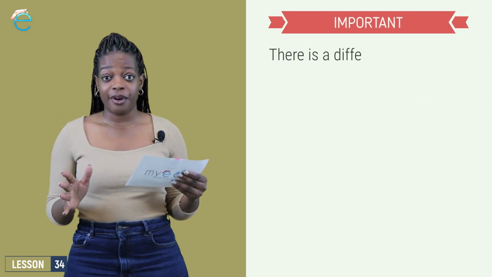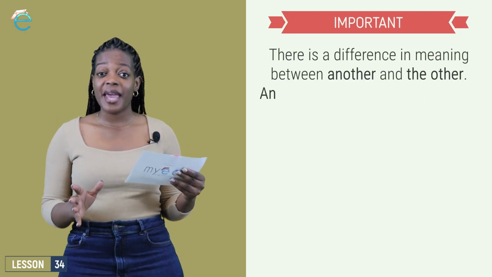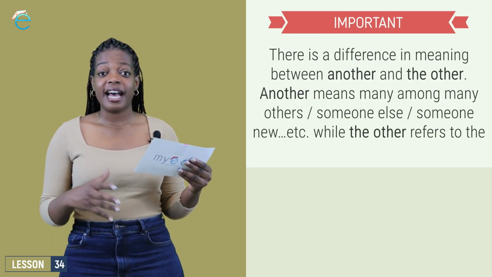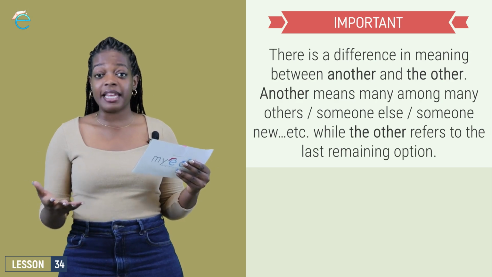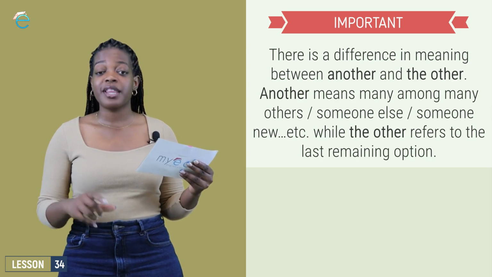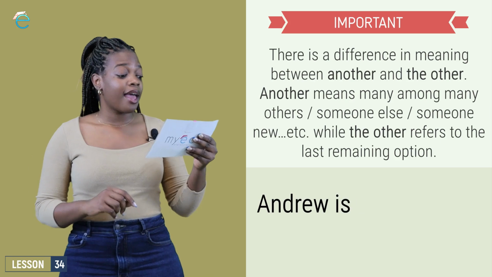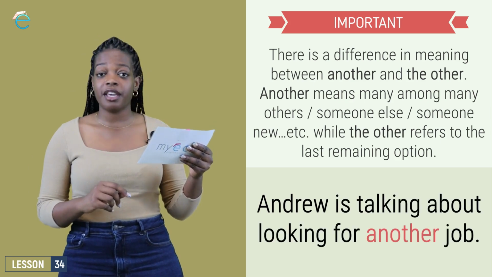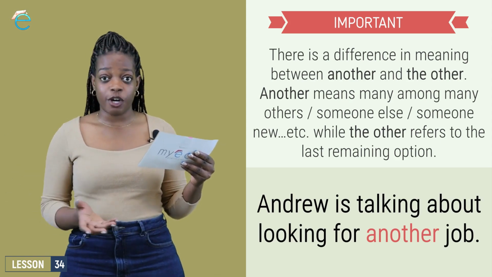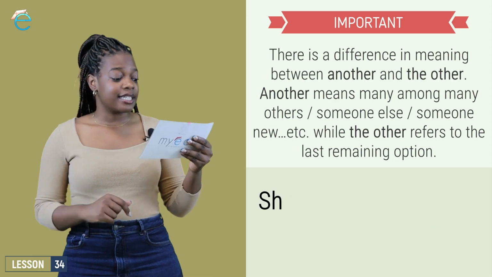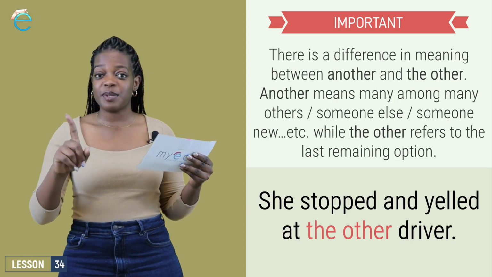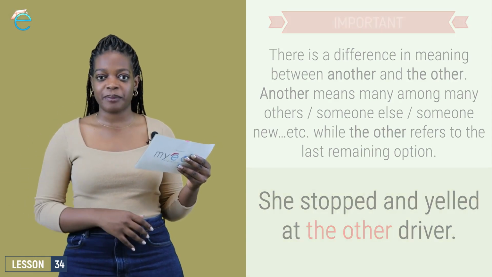It's important to remember that another and the other may seem similar, but there is a difference. Another means another among many, meaning many options. But the other here is referring to the last option. Andrew is talking about looking for another job. So, one job among many jobs. In the second sentence, she stopped and yelled at the other driver. Just one specific other driver, the last option.